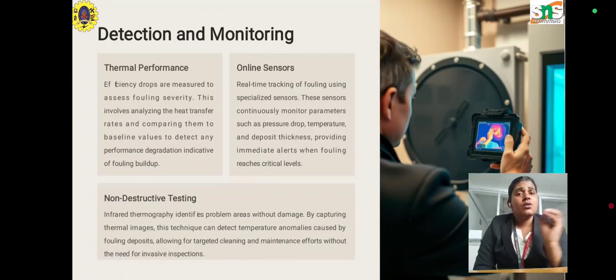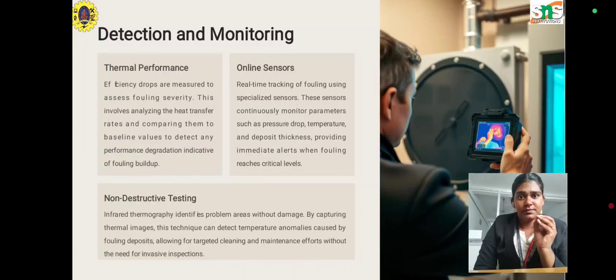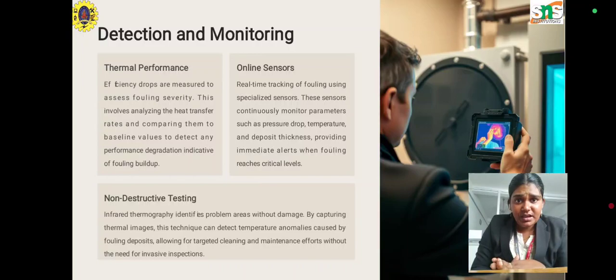So next, how can we detect and monitor this? First of all, we can use thermal performance. Efficiency drops are measured to assess fouling severity. This involves analyzing the heat transfer rate and comparing it to the baseline value to detect any performance degradation, which indicates fouling buildup.